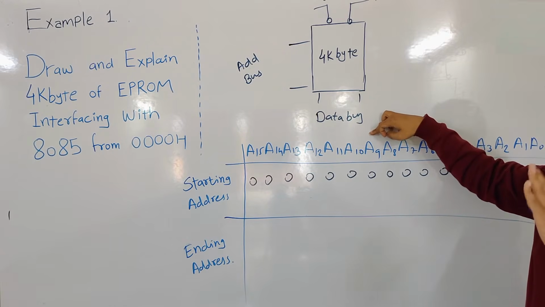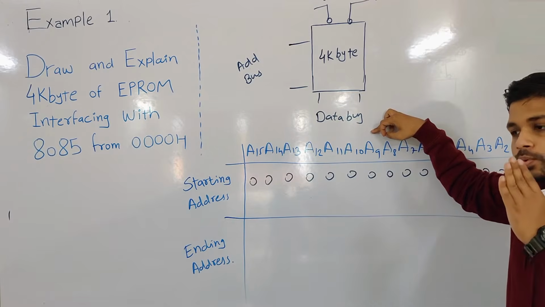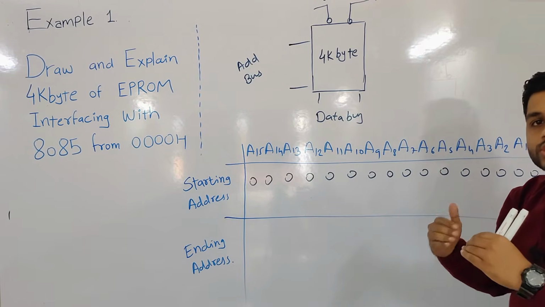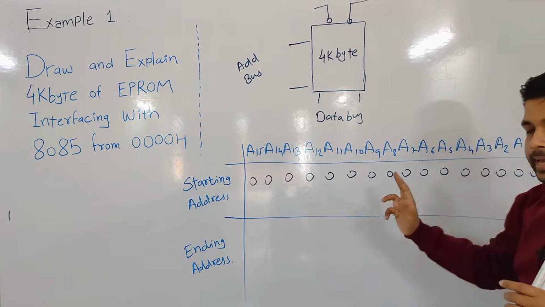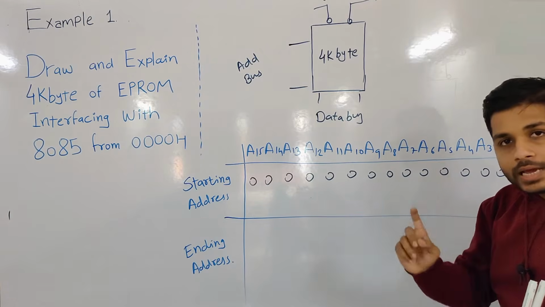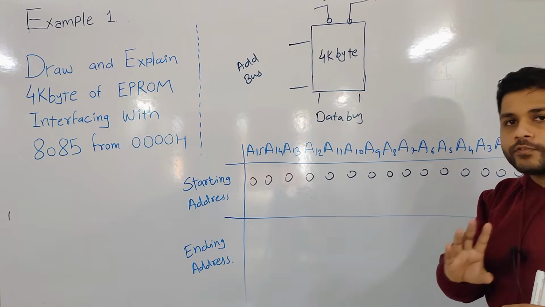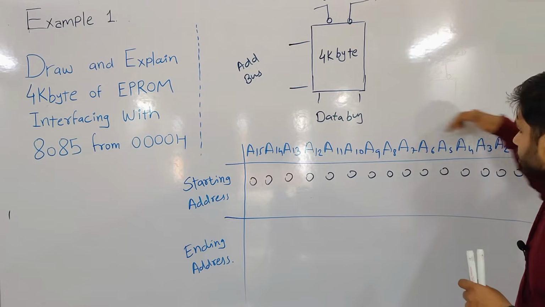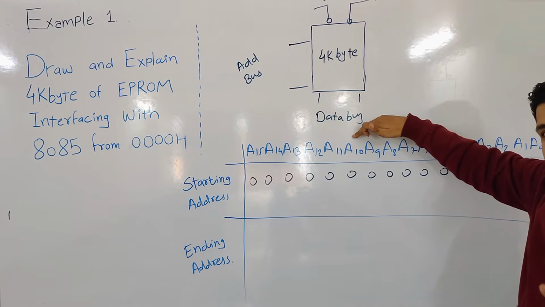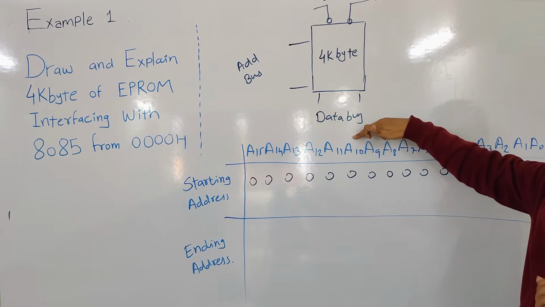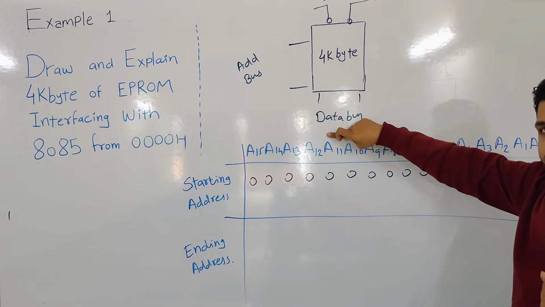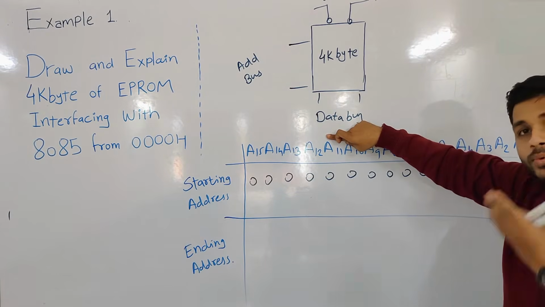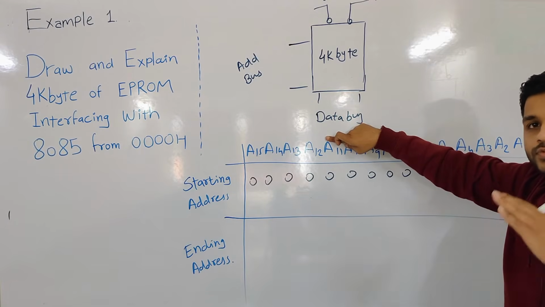If you provide 10 address lines to memory, we can access 2 raised to 10, which means 1K memory. So using A0 to A9, 10 address lines, we can interface 1K byte of memory. From A0 to A10 means 11 address lines, we can interface 2 raised to 11, which means 2K memory. From A0 to A11, how many address lines is that? 12 address lines. So 2 raised to 12 means we can interface 4K memory.